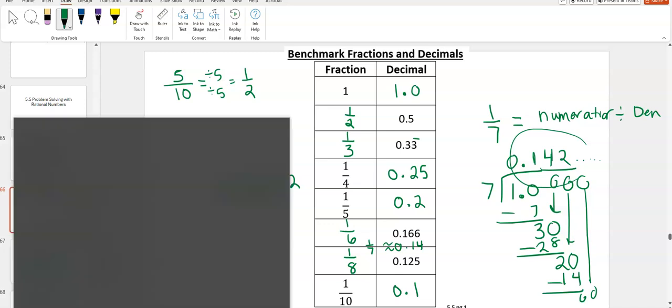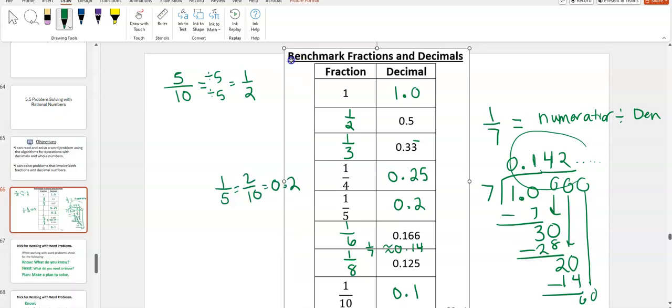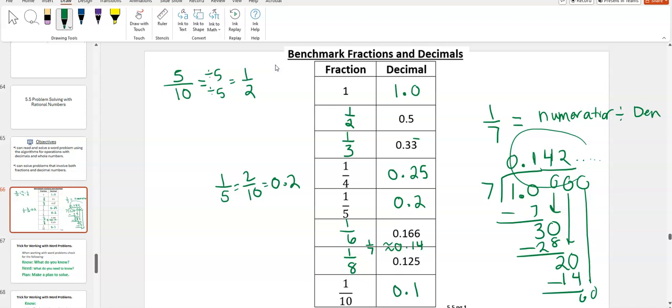Okay, so write these down in your notes. Make sure you have these. Memorize these. Take notes on the little tips and tricks we just talked about: how you can put a decimal over its place value, a 10th or a 100th, and simplify it to turn it into a fraction, or how you can divide the top, the numerator, by the denominator in a fraction to turn it into a decimal.